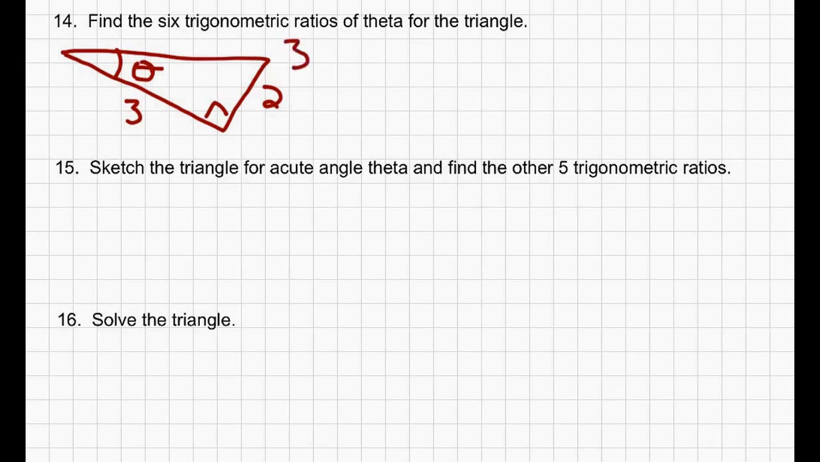So leg 1 squared plus leg 2 squared is equal to the hypotenuse squared, because that's the side I don't know. So 3 squared plus 2 squared, 9 plus 4 is 13.